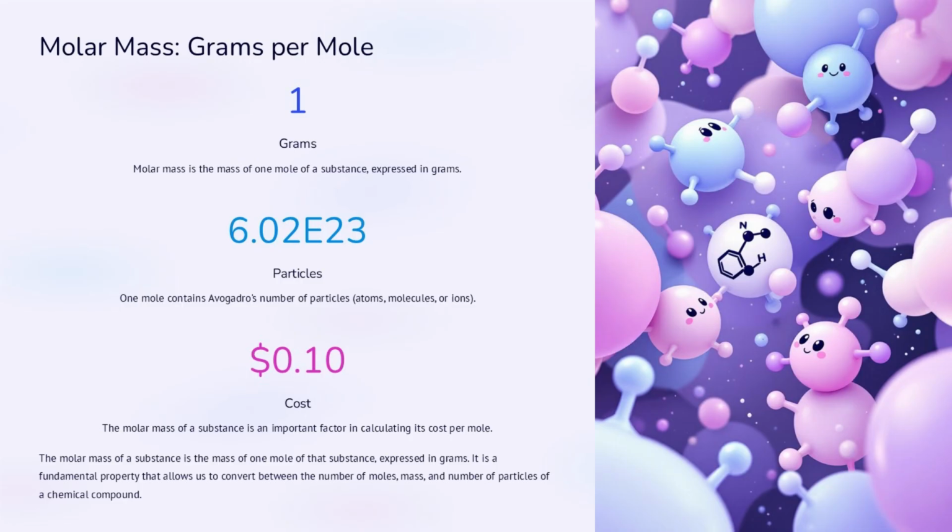Molar mass is the mass of 1 mole of a substance, expressed in grams. 1 mole contains Avogadro's number of particles, 6.02 times 10 to the power of 23 atoms, molecules, or ions. Molar mass is an important factor in calculating the cost per mole of a substance. Molar mass allows us to convert between the number of moles, mass, and number of particles of a chemical compound. Understanding molar mass is fundamental to working with chemical quantities and stoichiometry.